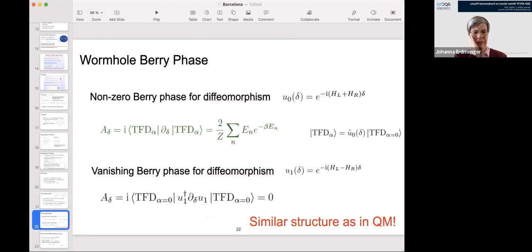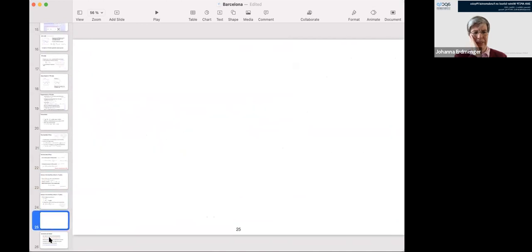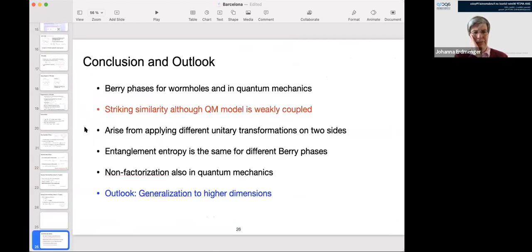Good, so let me go to the end and then ask whether there are some questions about this part. So we looked at Berry phases for wormholes in quantum mechanics, and there's a striking similarity between the structures, although the quantum mechanical model is weakly coupled. So it's not really a duality in the sense of AdS/CFT, it's just a mathematical similarity between the two cases.